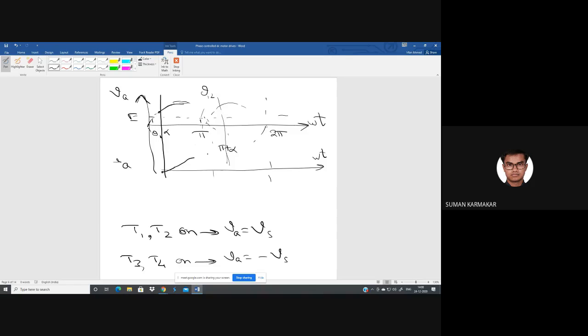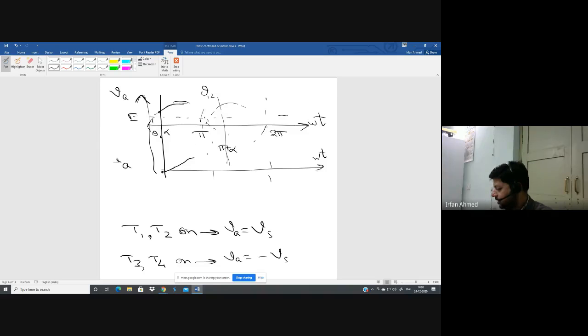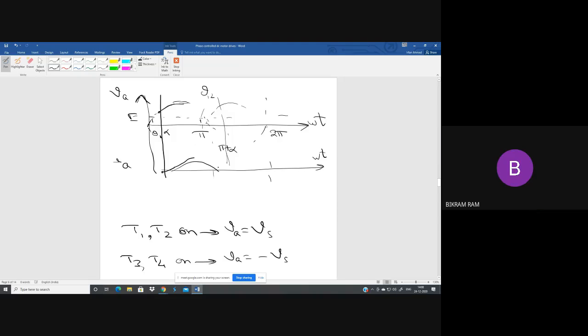So the current will increase gradually and it will lag behind the voltage. Lag behind the voltage means the peak of voltage will come first, and the peak of current will come afterwards. Voltage will become zero first, and current will become zero afterwards. Is this clear?